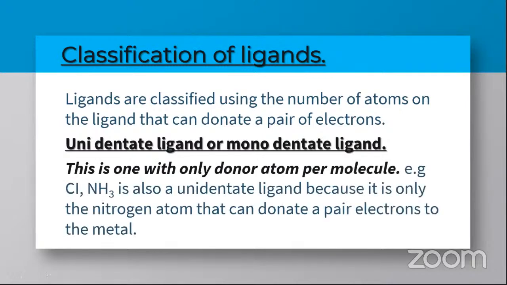This is one with only one donor atom per molecule, for example the chloride, ammonia, and so on. Ammonia is also a unidentate ligand because it is only the nitrogen atom that can donate a pair of electrons to the metal. So here we are giving examples.